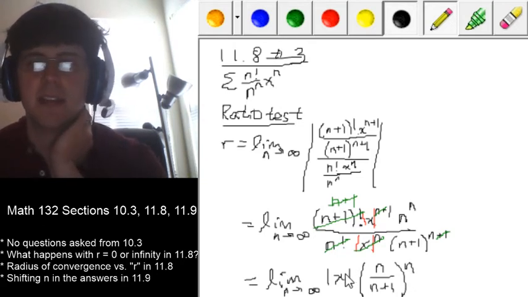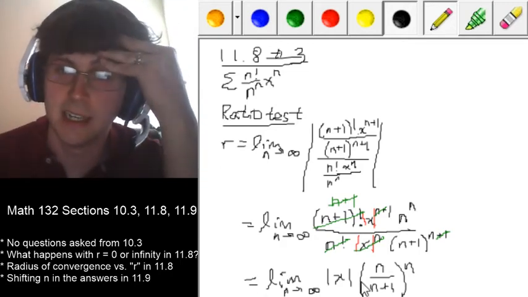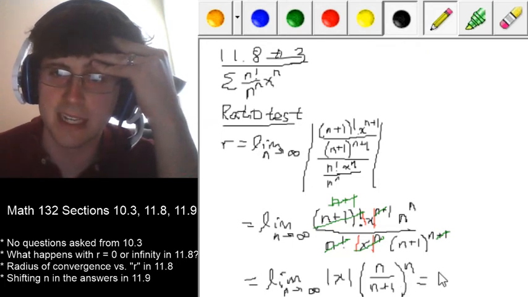Now the absolute value of x we can just take out of the limit because it doesn't have any n's in it, so that's good. And then what's going to be left is this limit, which is maybe familiar at this point, and it comes out to 1 over e. So the whole limit at the end is absolute value of x over e.